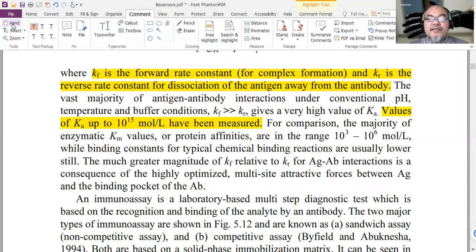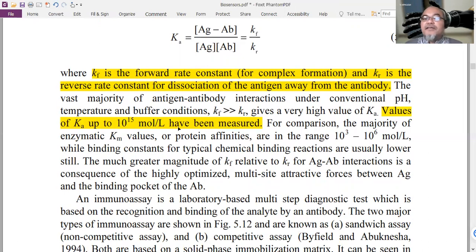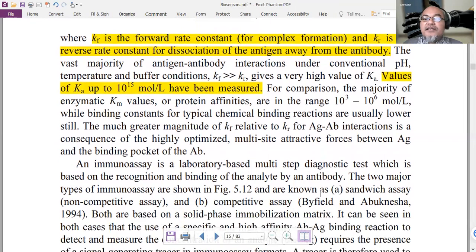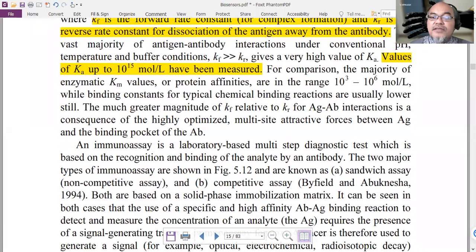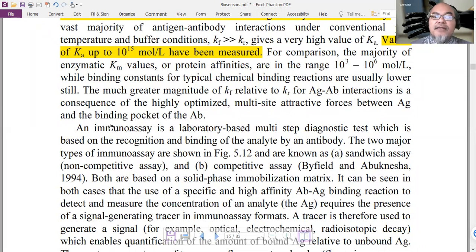So it is very strong, and this is in contrast with an enzyme, for example, which is quite reversible. Here, the majority of enzymatic Kf values or protein affinities are in the range of 10 to the power 3 to 10 to the power 6 per mole per liter. So we can see the binding between antibody and antigen is about 1 billion times larger than the affinity between an enzyme and its substrate. The much greater magnitude of Kf relative to Kr for antigen-antibody interaction is a consequence of the highly optimized multi-site attractive forces between the antigen and the binding pocket of the antibody.